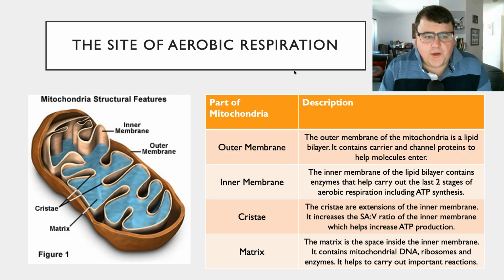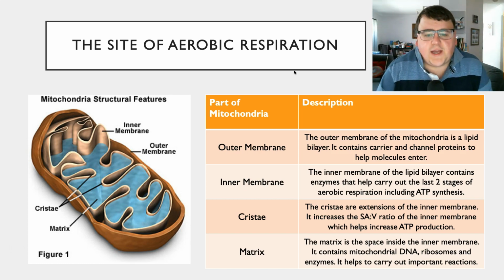First off, looking purely at aerobic respiration, we know that aerobic respiration occurs inside of the mitochondria. One of your standards now states that you need to know the different parts of the mitochondria and how they actually help aerobic respiration. So we'll split that into a table, and we're going to focus on the outer membrane, the inner membrane, the cristae, and the matrix, all of which you can see on the diagram on the left.